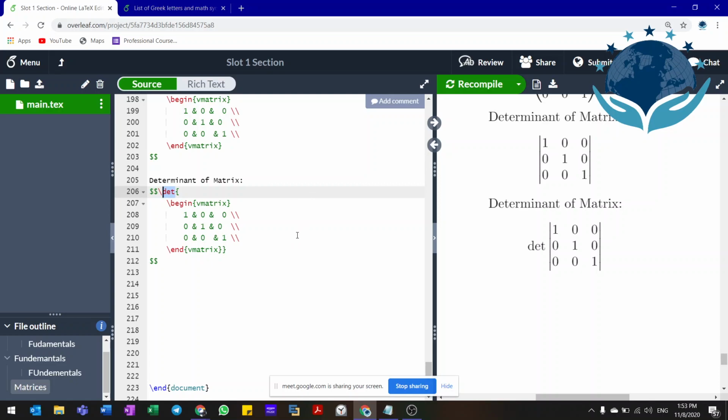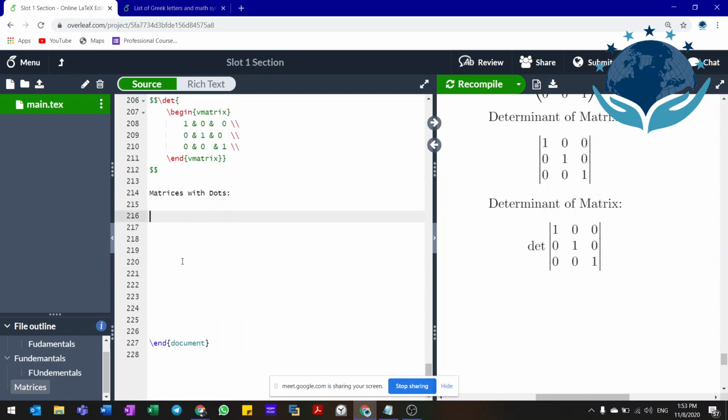Now the next thing we are going to talk about is that in many matrices we use dots for indicating that there are many elements in between the columns. For that scenario, how can we do it? We are going to talk about matrices with dots. For that we can use the keywords c dots, v dots and d dots. I'll talk about each of them right now.